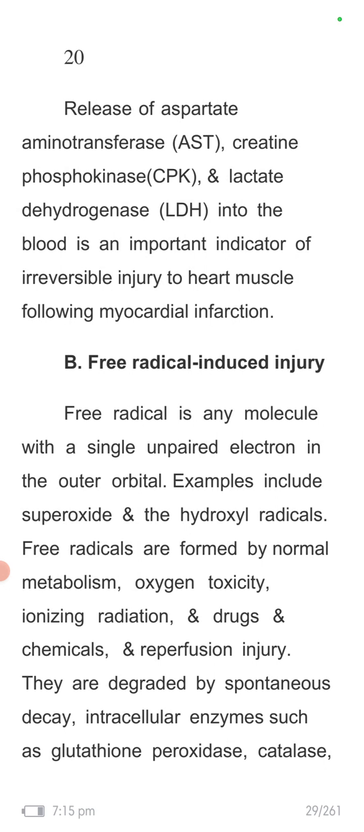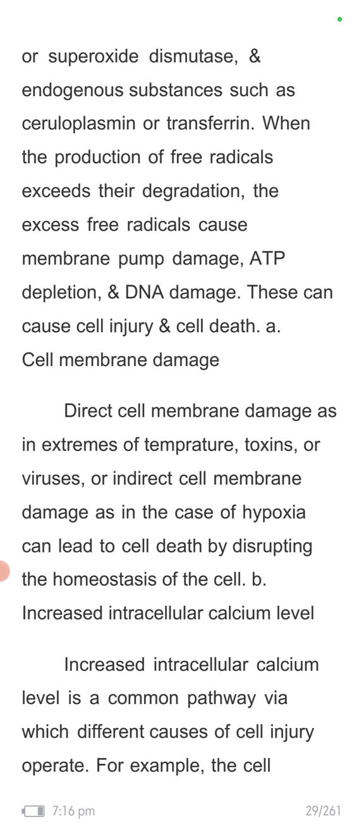Free radical induced injury. A free radical is any molecule with a single unpaired electron in the outer orbital. Examples include superoxide and the hydroxyl radical. Free radicals are formed by normal metabolism, oxygen toxicity, ionizing radiation, drugs and chemicals, and reperfusion injury. They are degraded by spontaneous decay, intracellular enzymes such as glutathione peroxidase, catalase, and superoxide dismutase, and endogenous substances such as ceruloplasmin or transferrin.